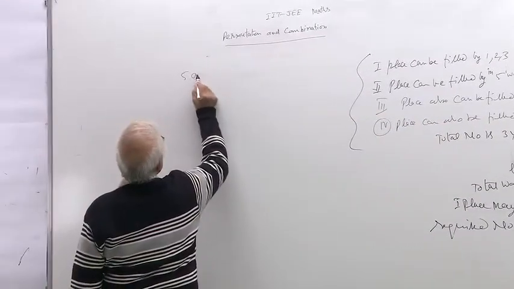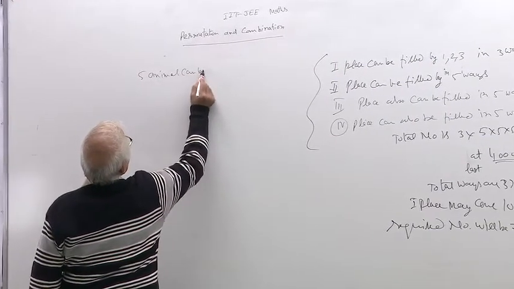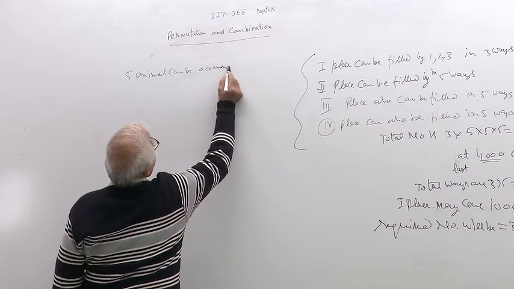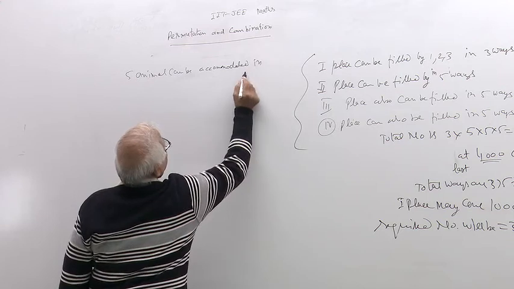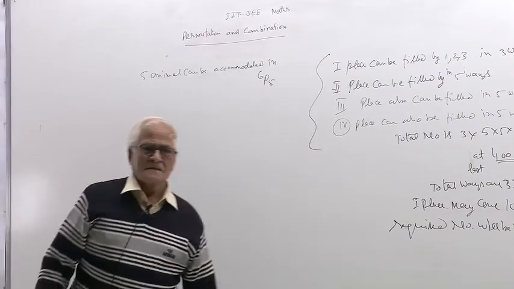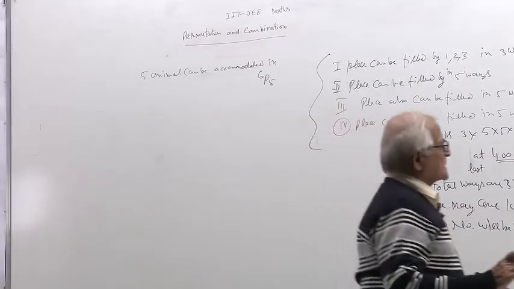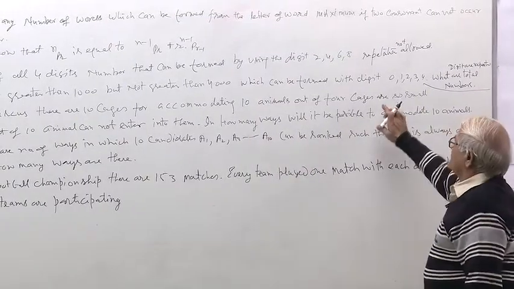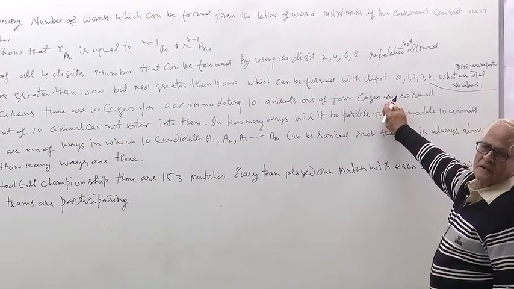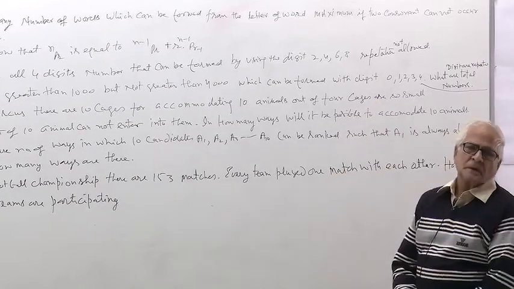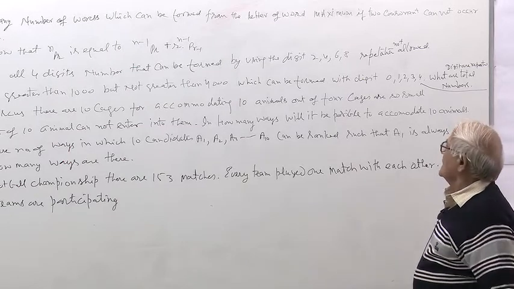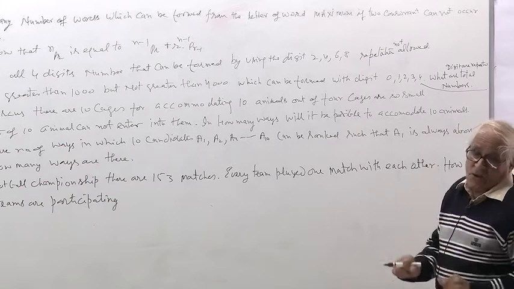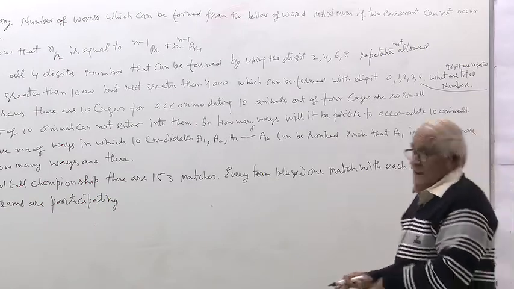So the 5 animals can be accommodated in 6P5. These 5 are the big animals which are not entering the 4 small cages. Of the rest, we can fill the 5 animals in the 6 cages in this way, 6P5. And the remaining 5 animals we have to adjust in the 5 cages also, because 1 cage remains empty, 1 cage remains there.